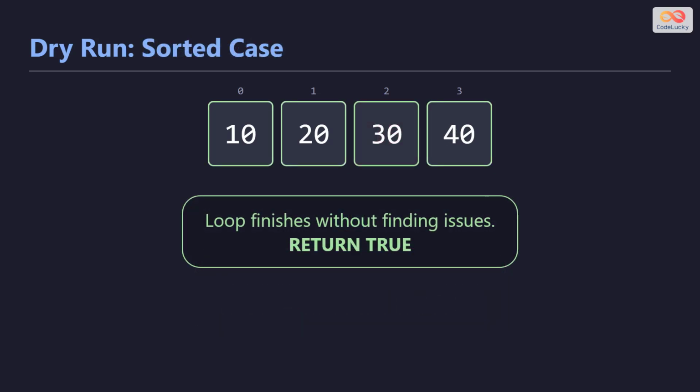Now consider a sorted array. We compare 20 with 10, 30 with 20, and 40 with 30. All checks pass. Since we reach the end of the loop without finding any problems, we can confidently return true.